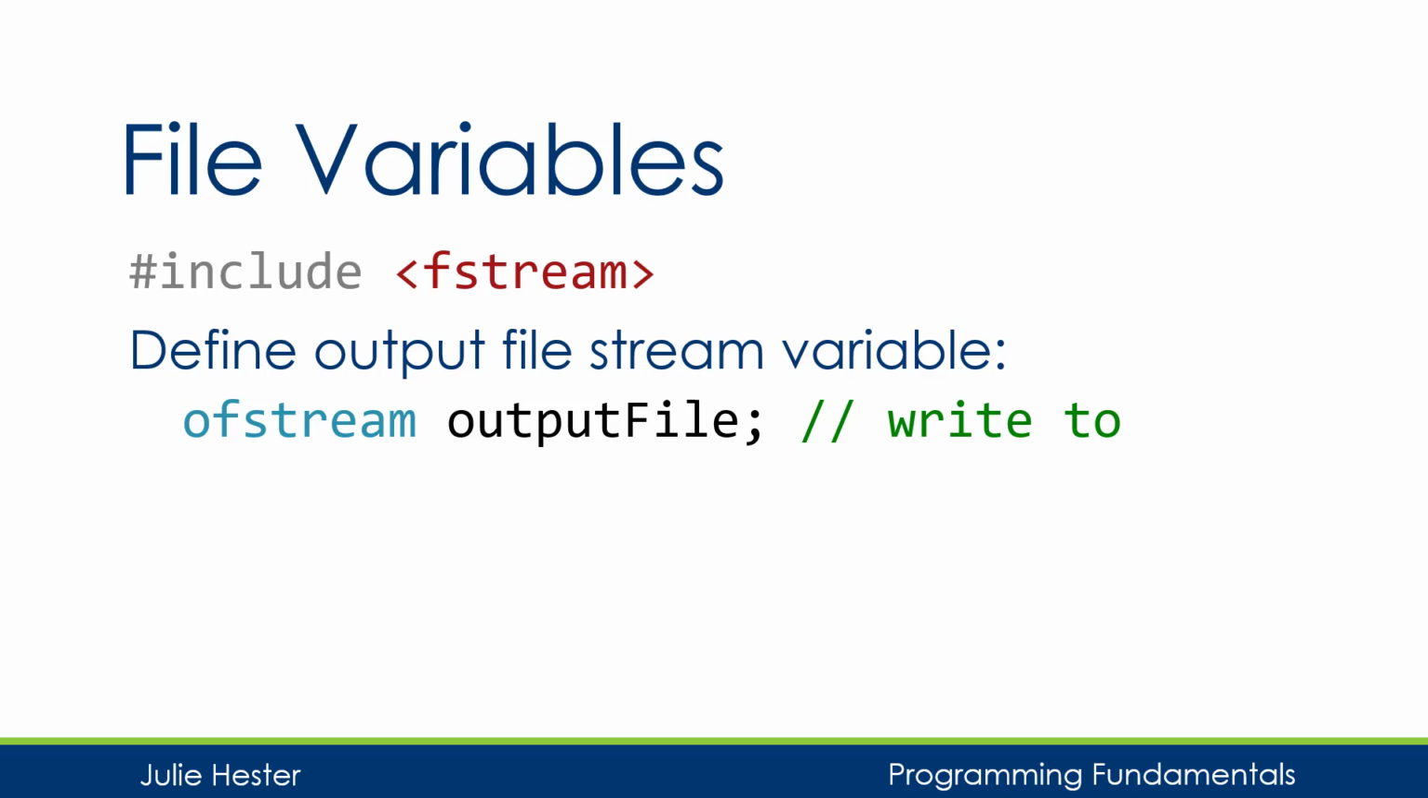Whenever we're working with files, we need to include the file library. So we'll use the fstream header file in our program. Once that's included, we can define an output file stream variable, and its data type is ofstream, or output file stream. So here I'm creating an ofstream variable, and I've named it outputFile.